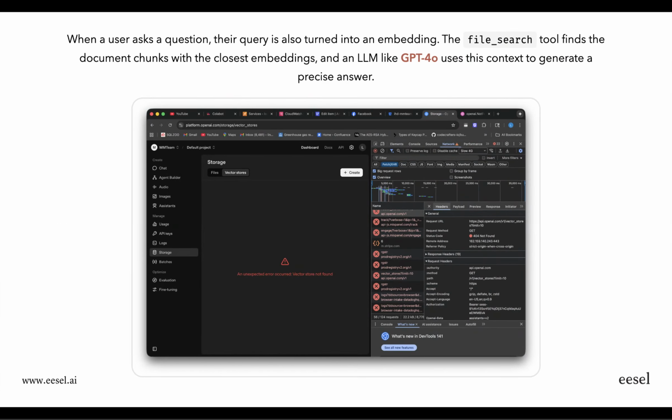Now, when a user asks a question, their query is also turned into an embedding. The system then finds the best matching chunks from your documents and hands them over to an LLM like GPT-4o to craft a precise answer.